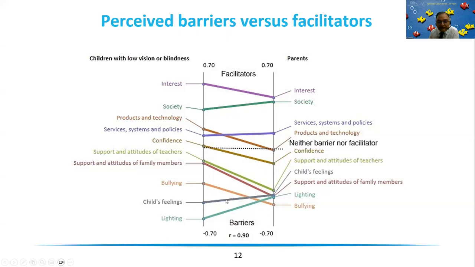Bullying, certainly, if you see, there's a consensus: bullying, child's feelings, and light levels in the workplace or in the school may impact negatively. So these are considered barriers.